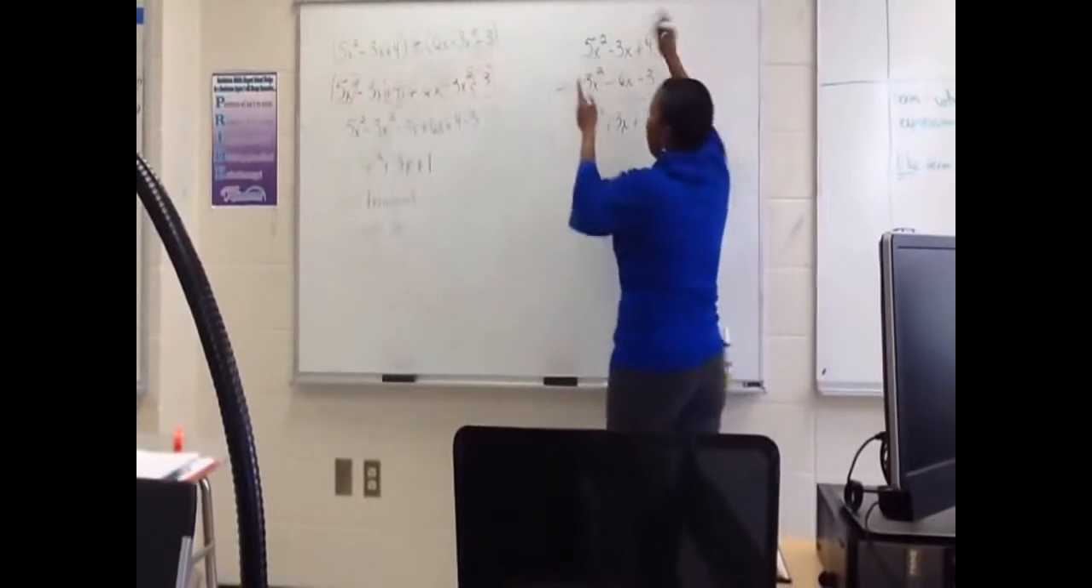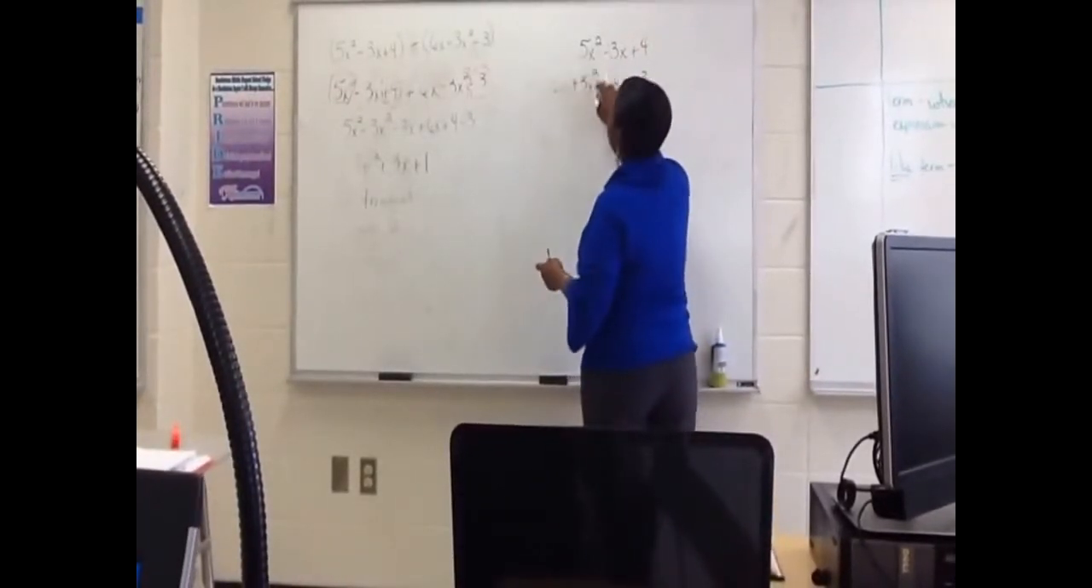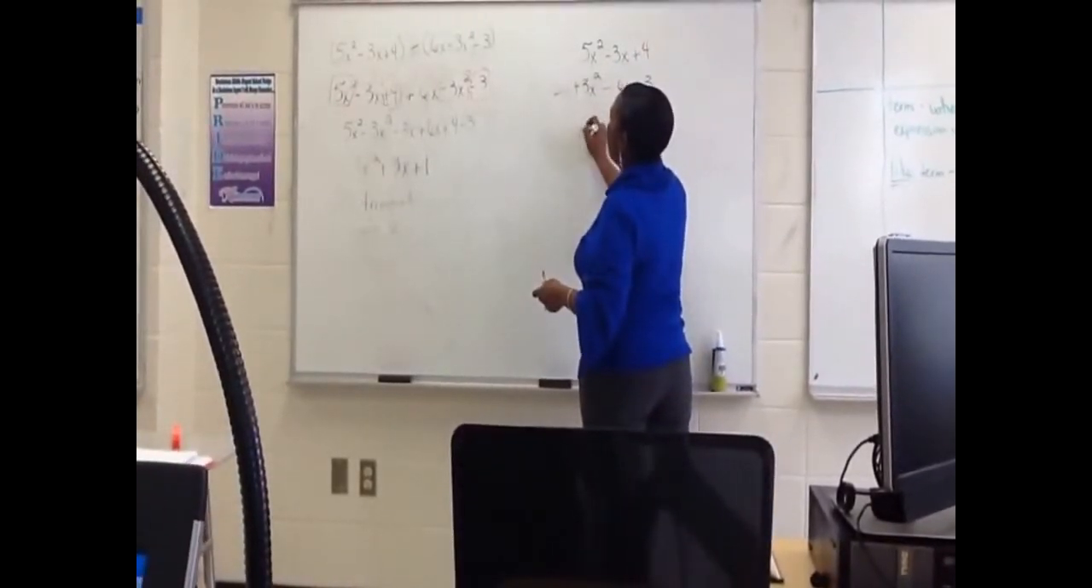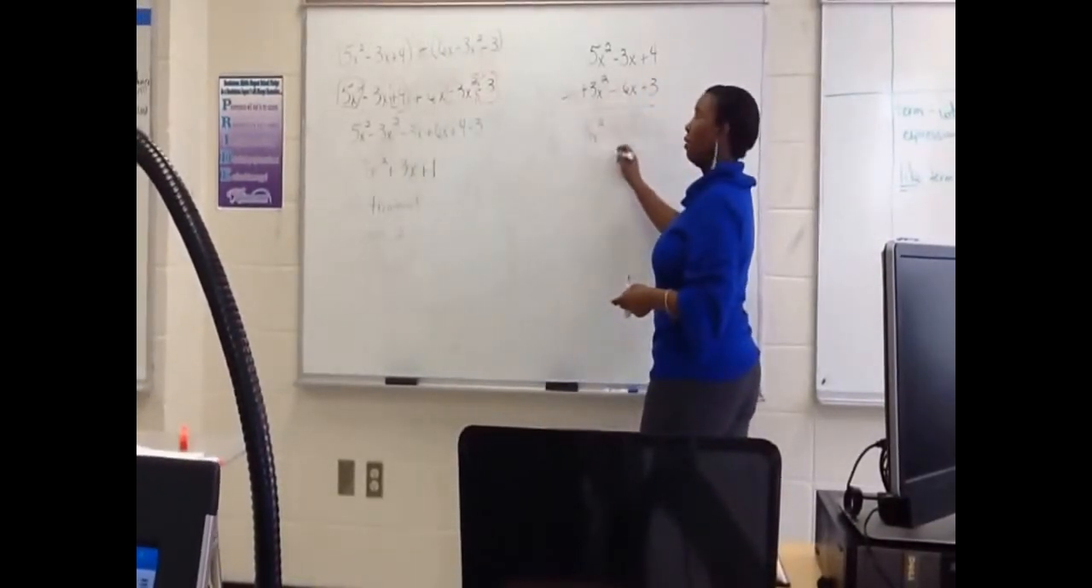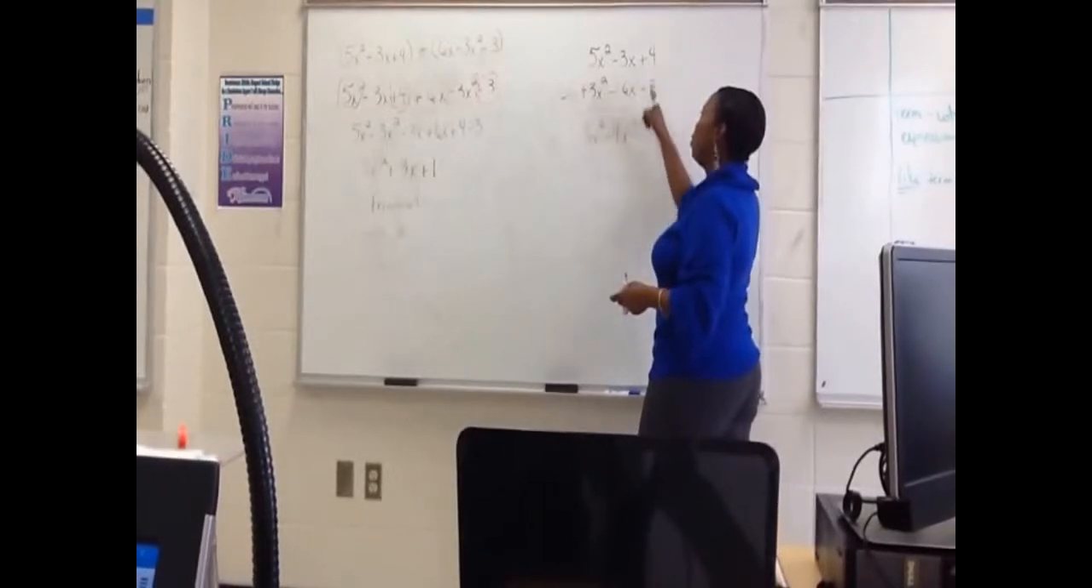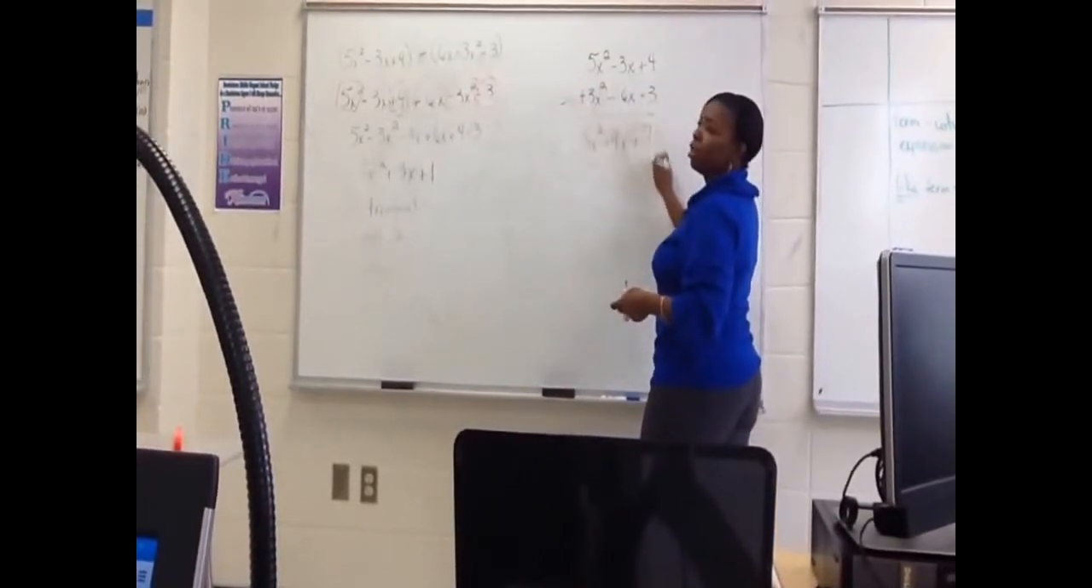Yes. Alright, so now if I go ahead and solve it, I have 5x squared plus 3x squared, which would be 8x squared. Negative 3x minus 6x, negative 9x, and 4 and 3, 7. Any questions?